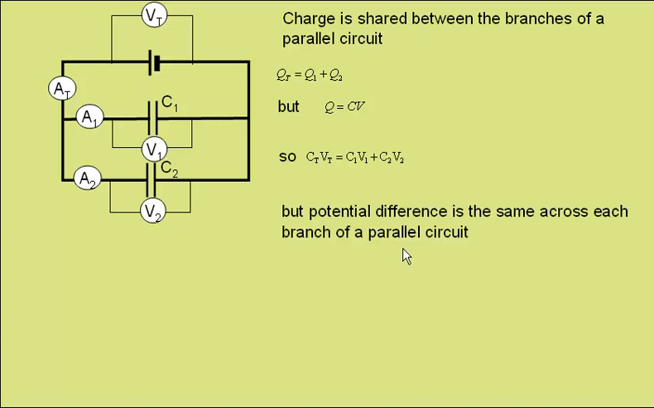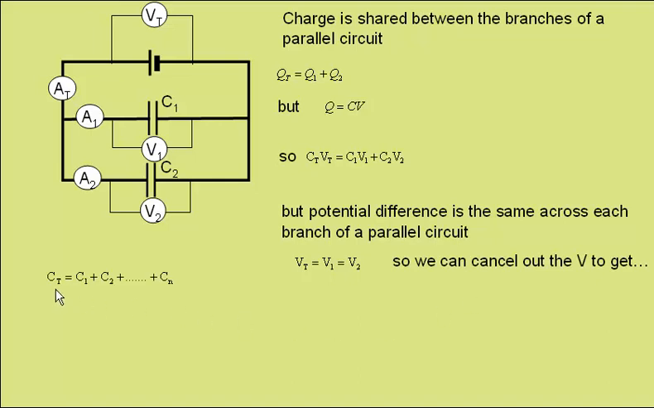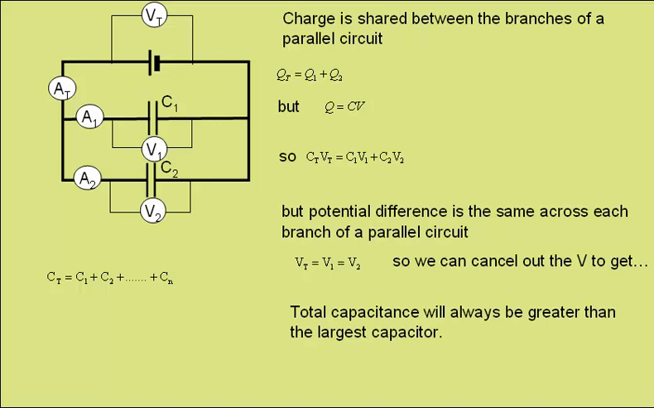But the potential difference is the same across each branch of a parallel circuit, or in this case across each capacitor, which we can write like this. The total voltage is the same as the voltage across 1 and the same as the voltage across 2. So we can cancel out the V's to get the total capacitance is equal to capacitor 1 plus capacitor 2, and if we had more capacitors, add them all together including capacitor N. As a quick check here, the total capacitance will always be greater than the value of the largest capacitor in the circuit.